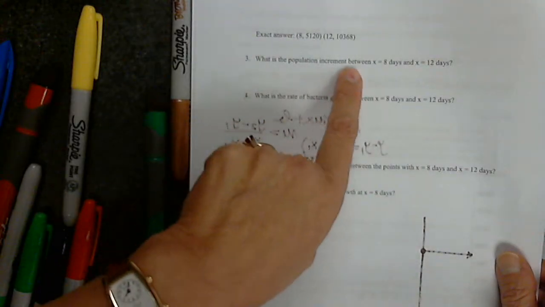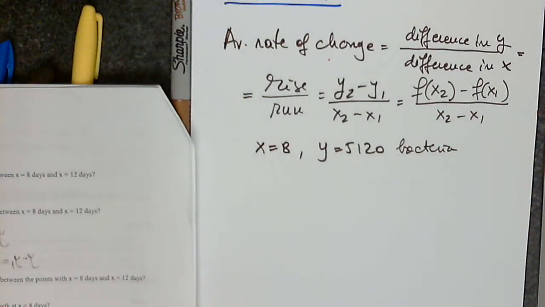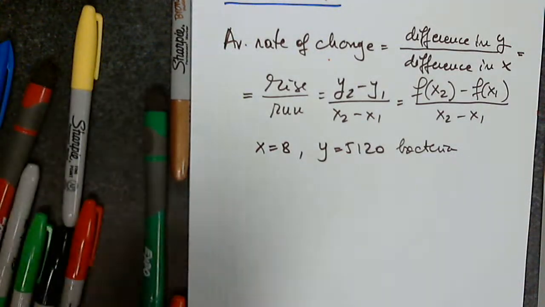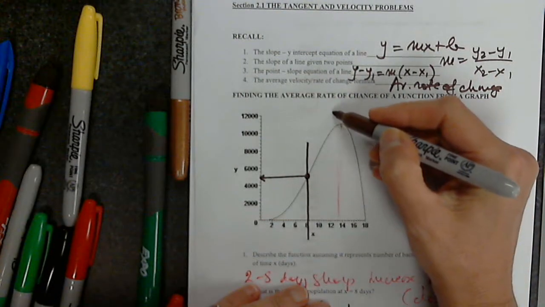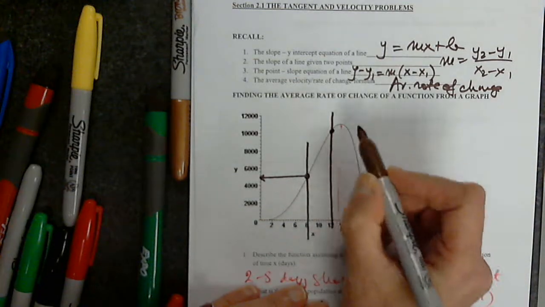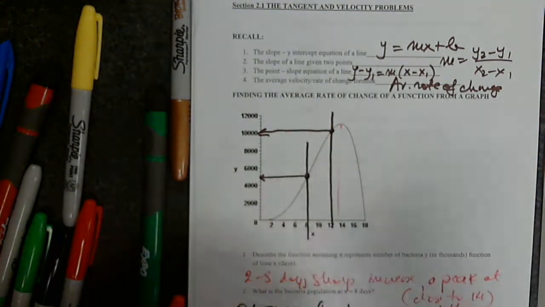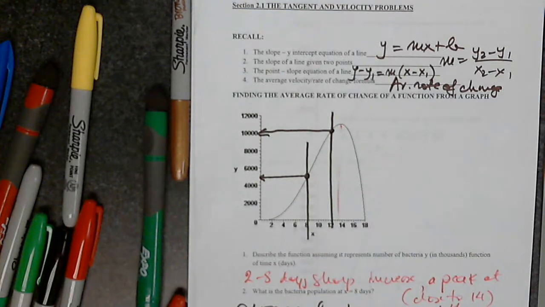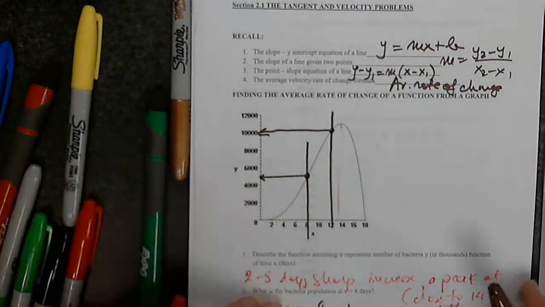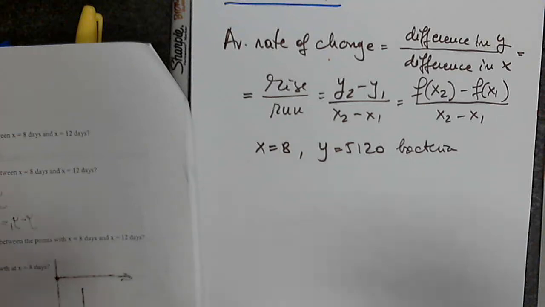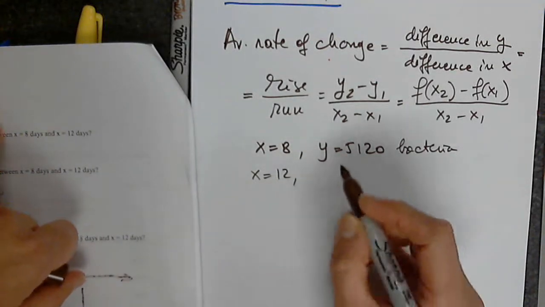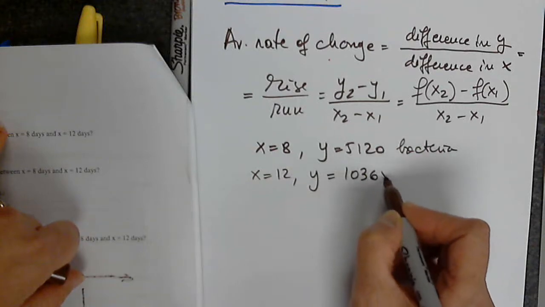What is the population increment between x equals 8 days and x equals 12 days? We have not done anything with calculus yet. We're just looking at the graph. So I have to go back to the graph, and I have to read what happens at x equals 12. So I have to draw a vertical line. I have to read the value of y. I would say roughly 10,000. However, I do have the exact number. From the graph, I read approximately 10,000. But actually when x equals 12, y equals 10,368 bacteria.